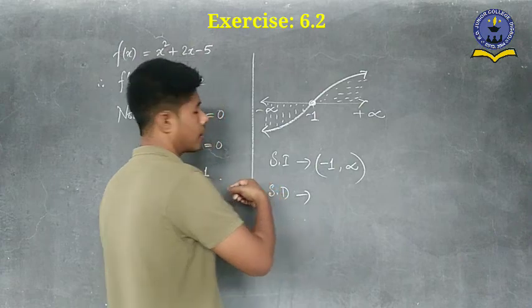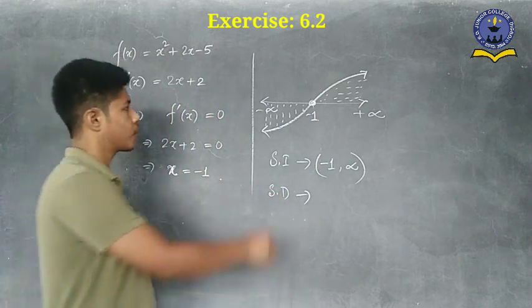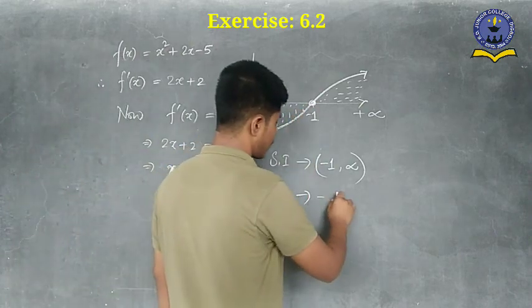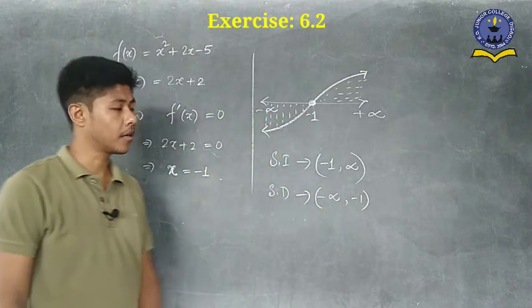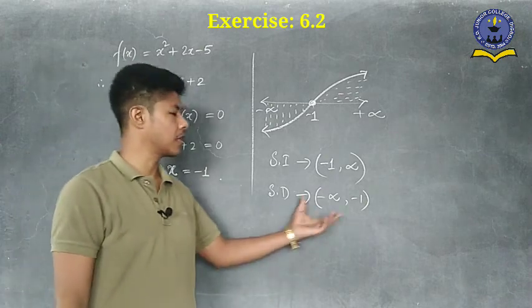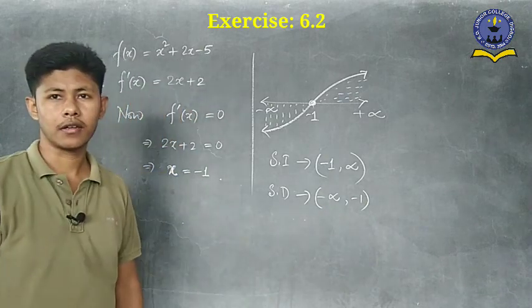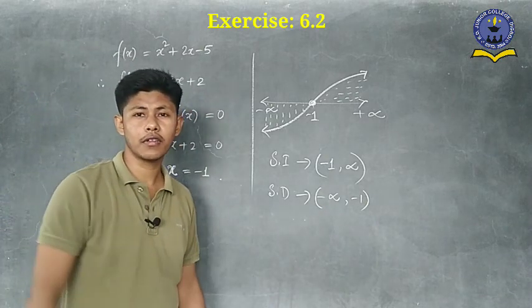And strictly decreasing. For strictly decreasing, the interval is from minus infinity to minus 1. So we have to write minus infinity to minus 1. Is it clear? Open interval. So in this way we can easily write down the interval. I think all of you understood this one.